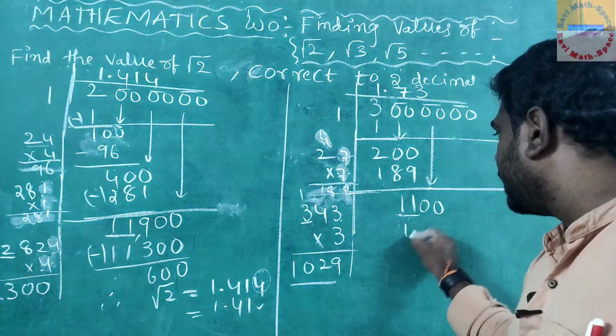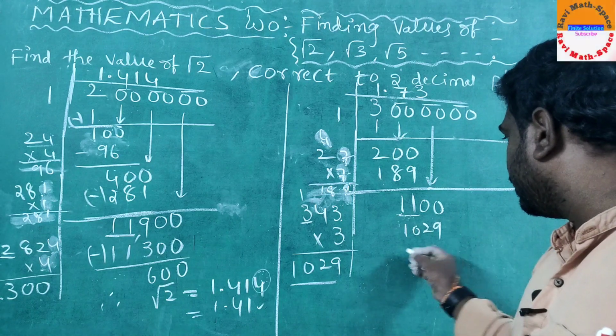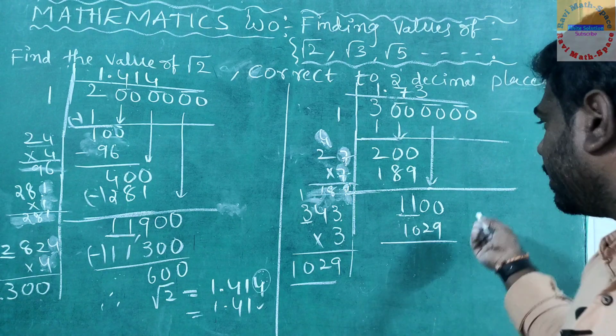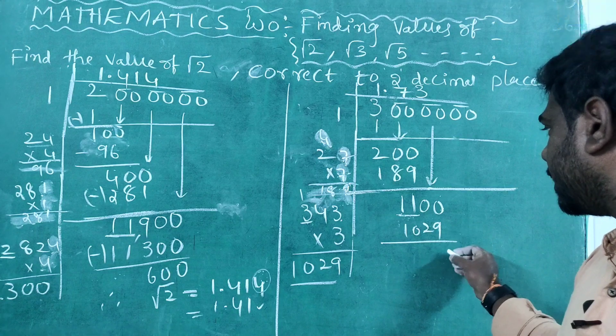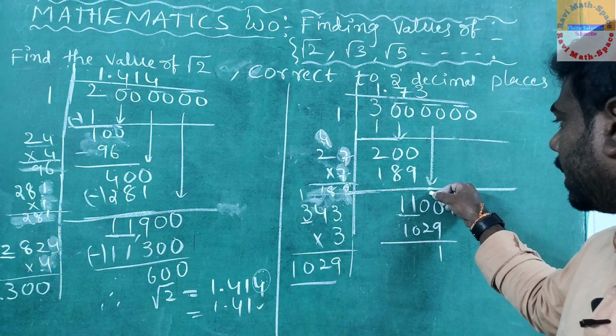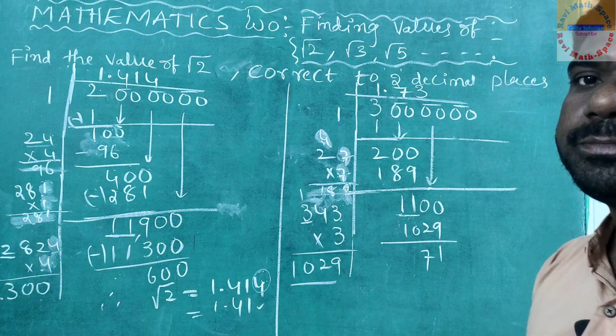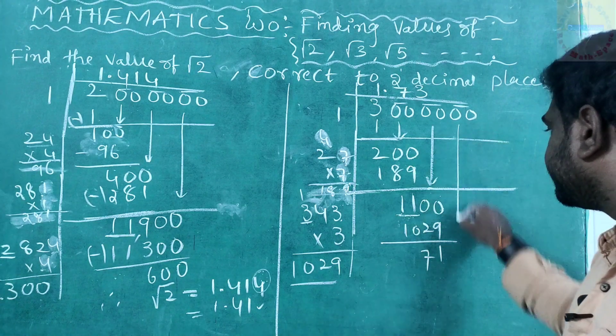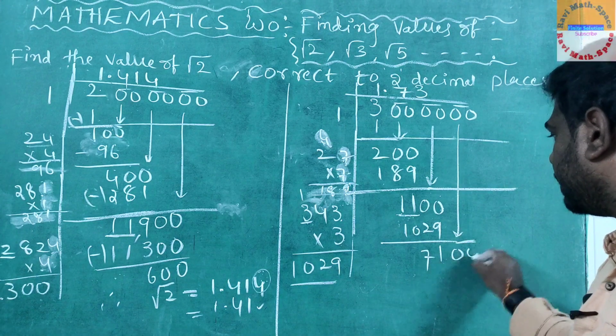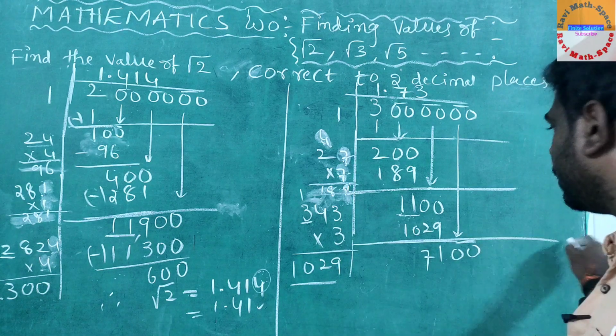Now subtract 1029 from 1100. What are we going to get here? 10 minus 9 is 1. 9 minus 2 is equal to 7. So we will get 71 here. Now bring down the last pair here.